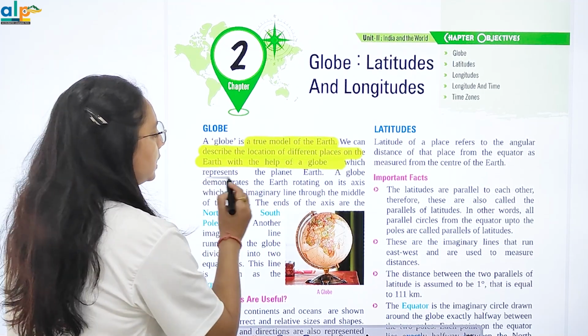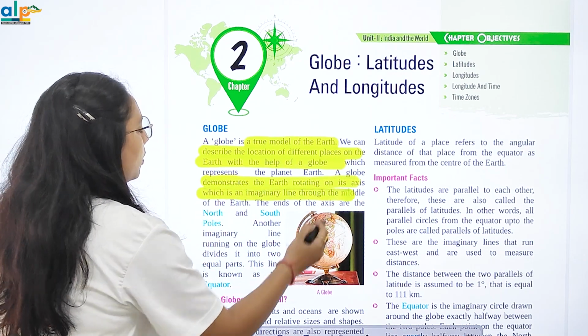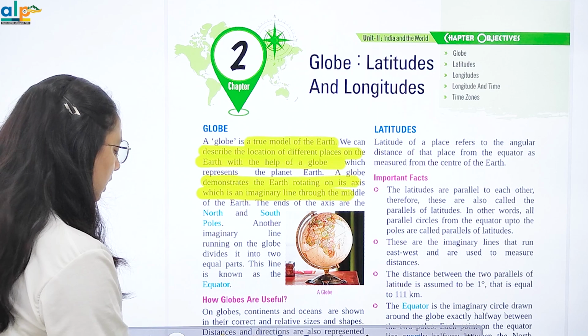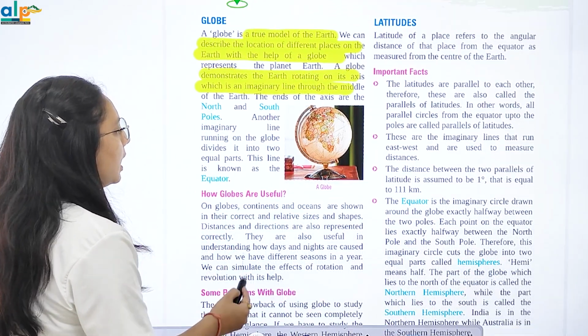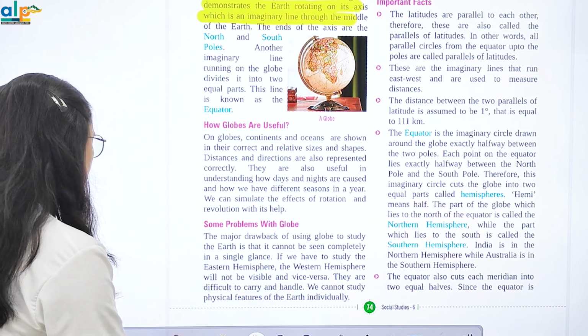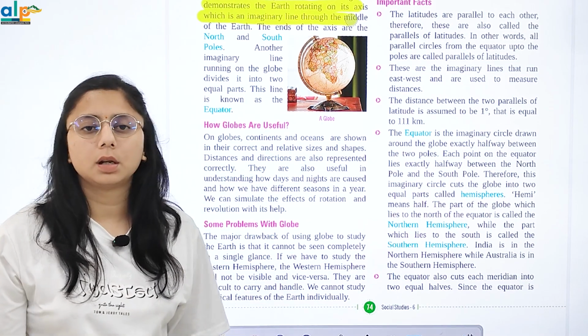A globe demonstrates the earth rotating on its axis, which is an imaginary line through the middle of the earth. The ends of the axis are the North and the South Pole. Another imaginary line running on the globe divides the earth into two equal parts. This line is known as the equator, right?